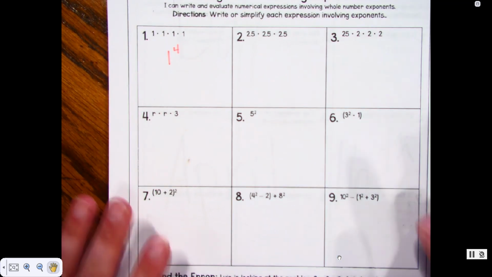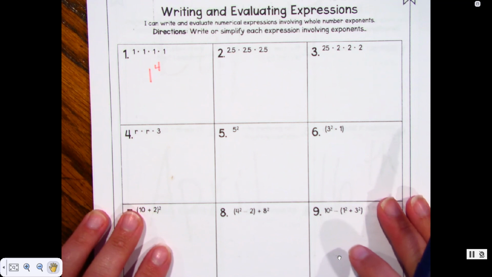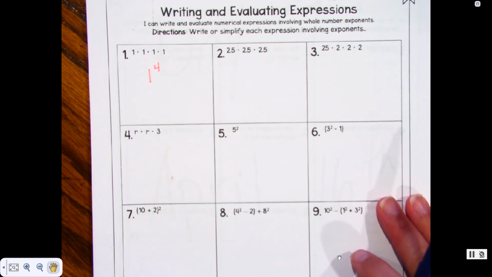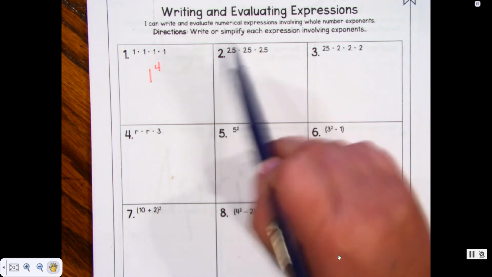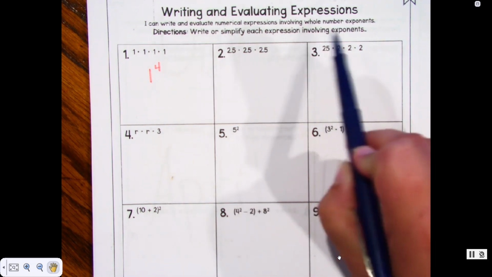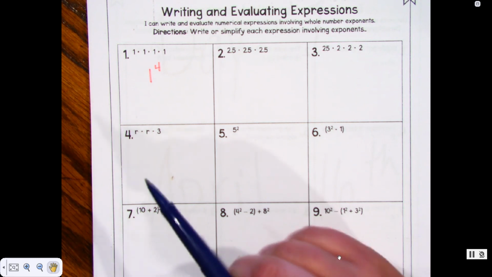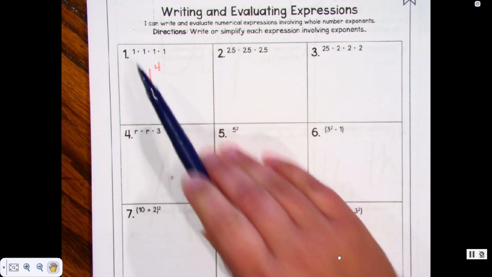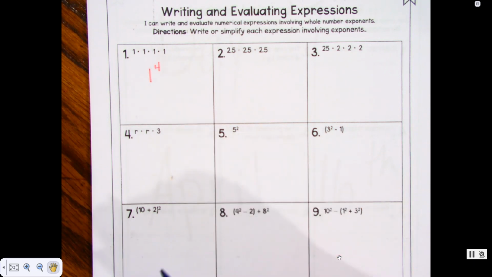Page 27, writing and evaluating expressions. So here it says write or simplify each expression involving exponents. What we want to do is take these, like Ms. Coggins did here. This was 1 times 1 times 1 times 1. So 1 to the 4th power.